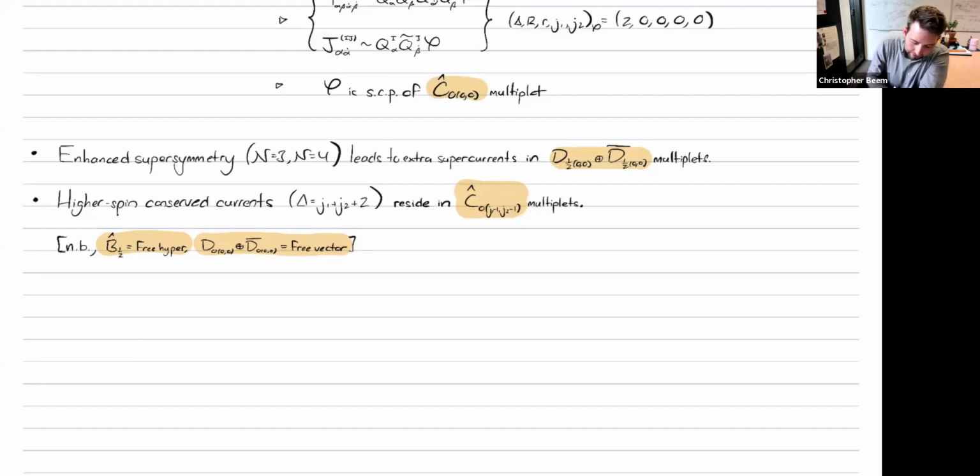And there's also some examples associated to free theories. If you have a free hypermultiplet, just the basic sort of matter operator or matter multiplet in 4D n=2, then that's going to live in a B hat 1/2 multiplet. If you have a free vector multiplet, which is the multiplet of gauge fields, then that's going to live in a combination of Ds and D bars.